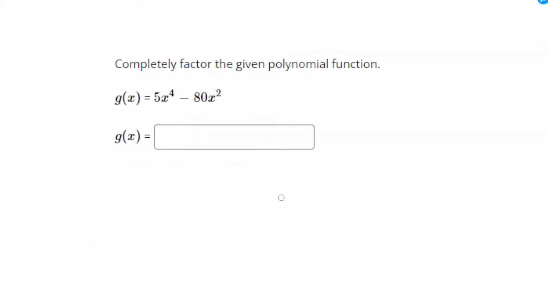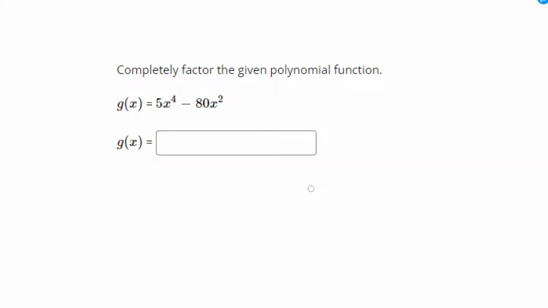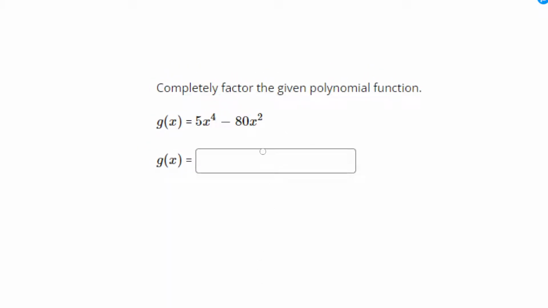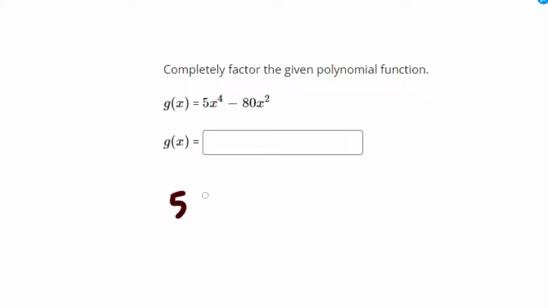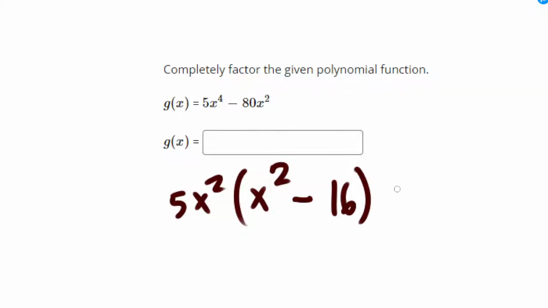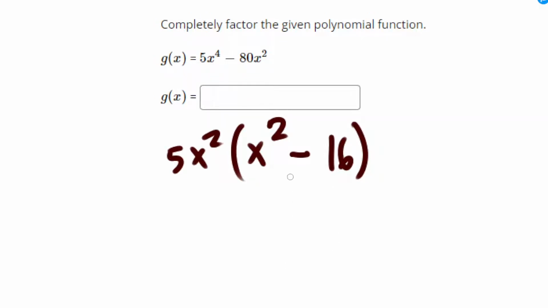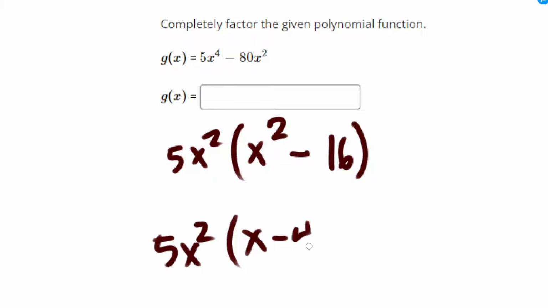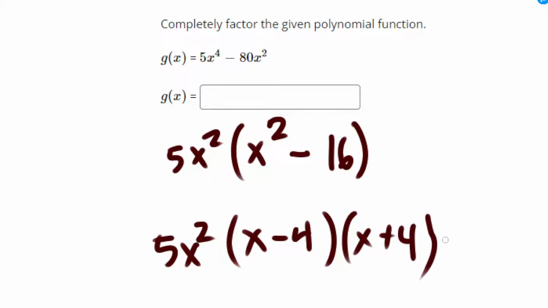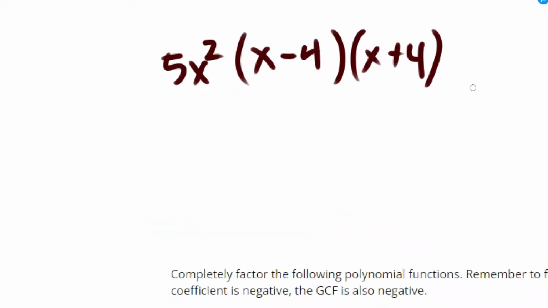This one tells us to completely factor the given polynomial function. So we have 5x to the fourth minus 80x squared. What I would recommend here is I would factor out the GCF. So we have 5x squared. That leaves us with x squared minus 16. And so we can factor this middle part. So we have 5x squared, that part stays, then x minus 4 and x plus 4, and that would be your answer. The outside stays the same.